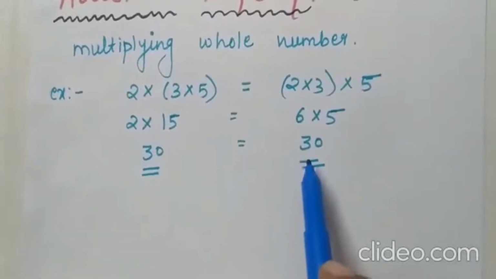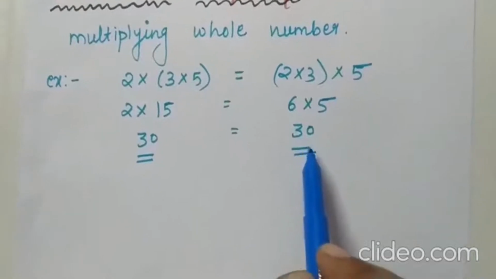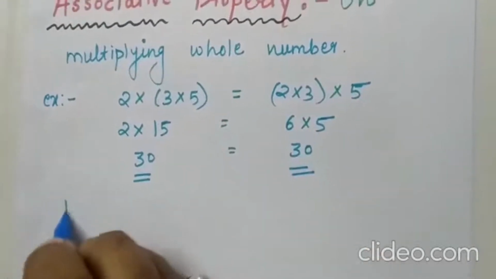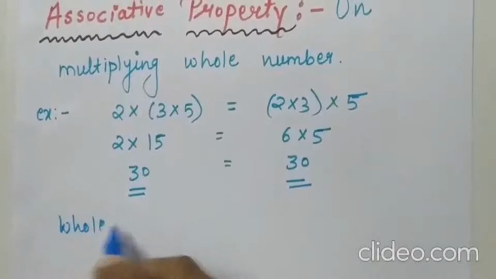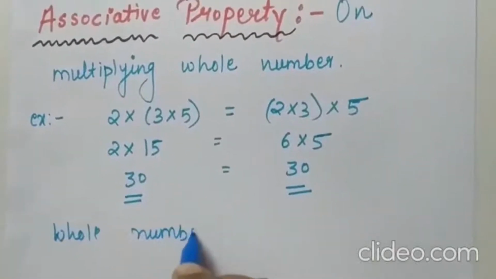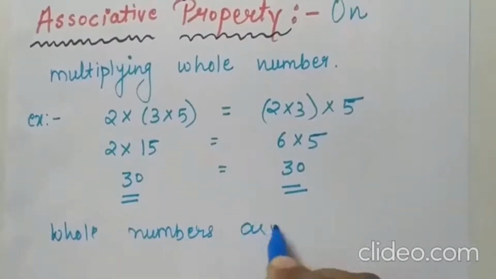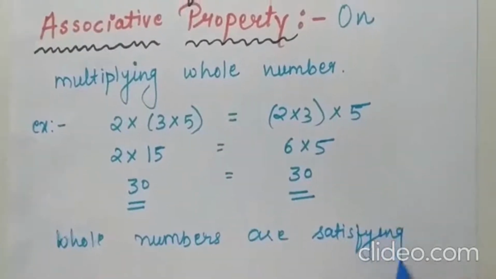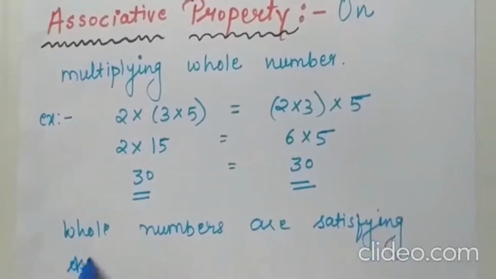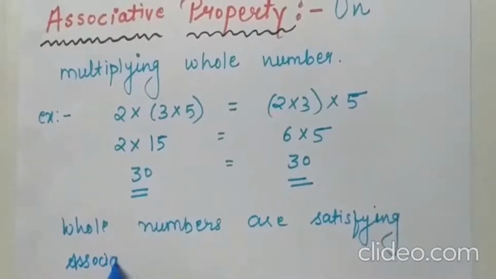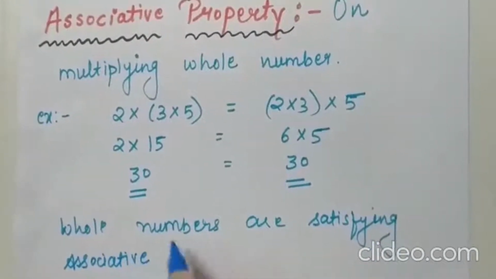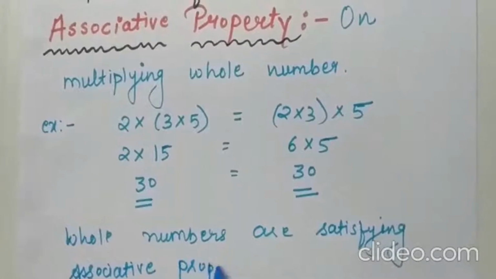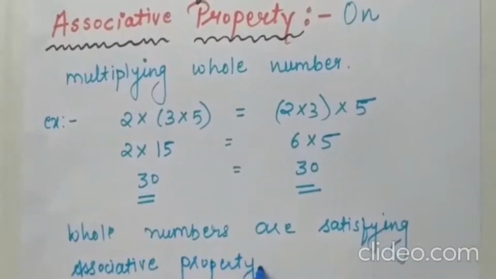So what we can say, whole numbers also satisfy the associative property for multiplication. So we can mention here, whole numbers are satisfying the associative property. Means we can say, if we change the grouping of the numbers, then also my result will not change.